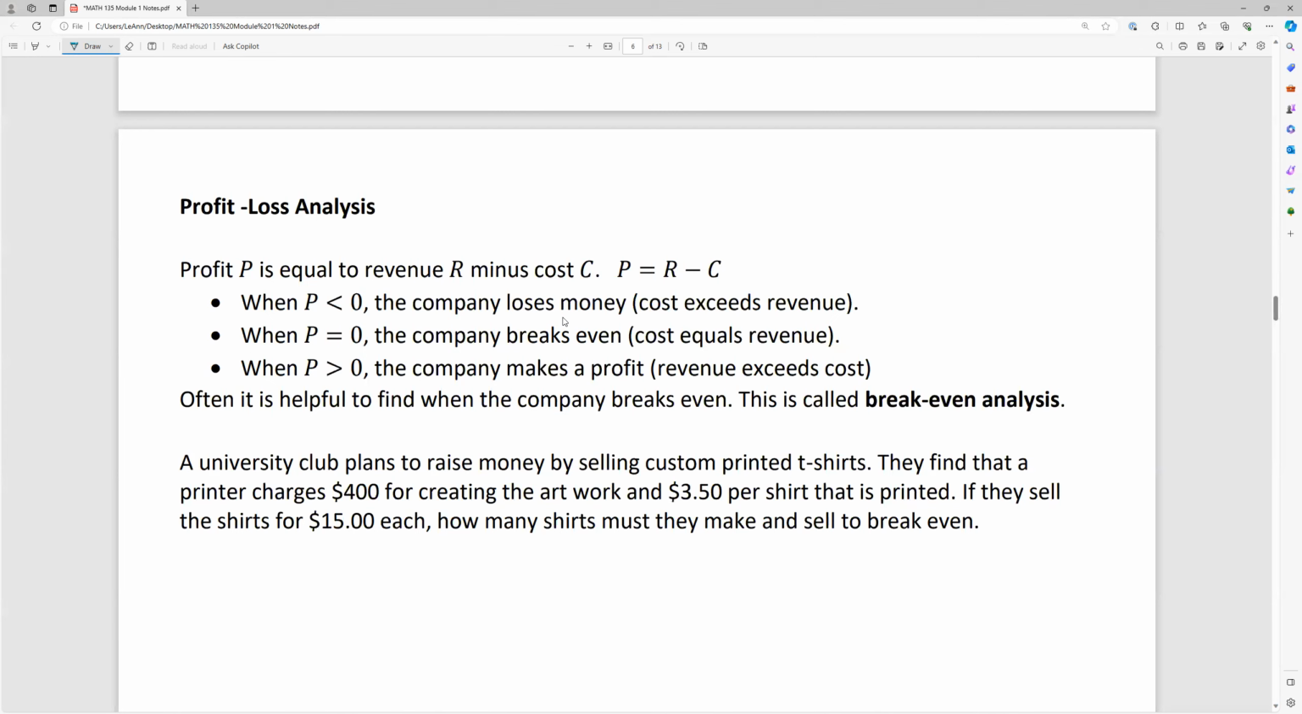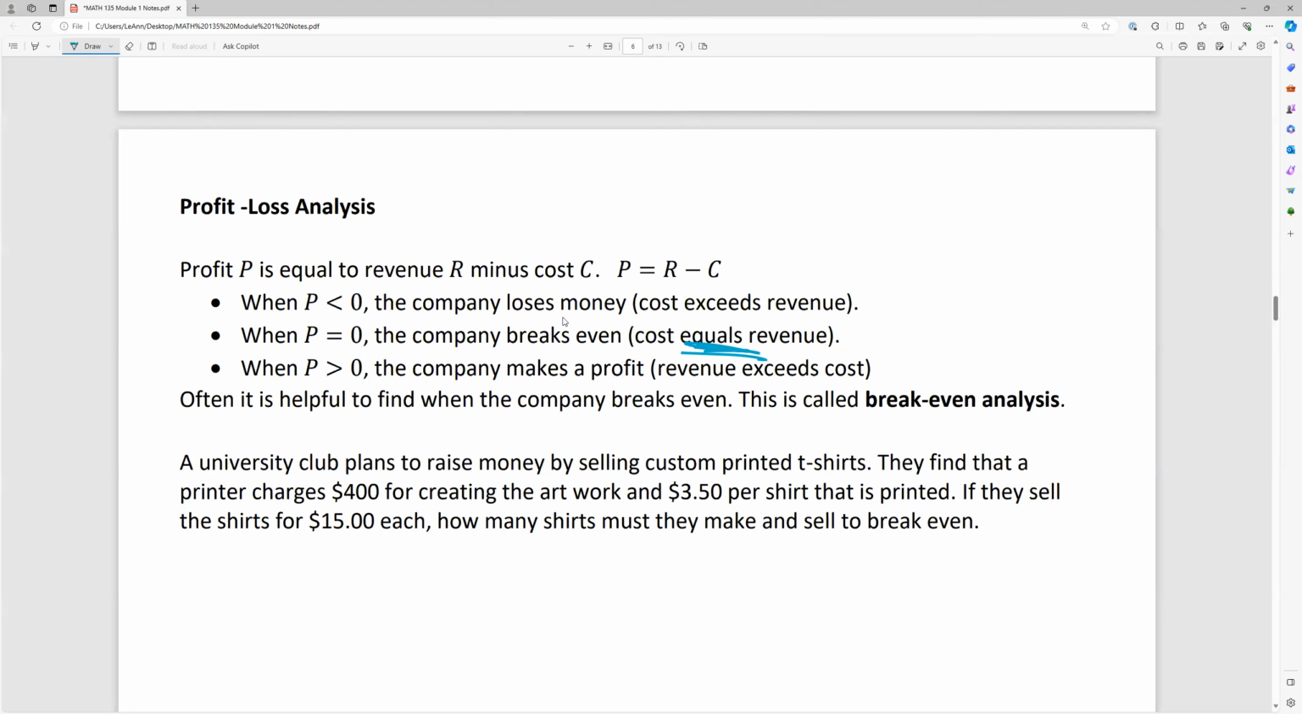So when P is less than 0, so if you do revenue minus cost and you have a negative, then your company is losing money. Your costs are exceeding your revenue. They're so much larger than your revenue that when you subtract, you get a negative. If P equals 0, then your company has broken even. So your cost equals your revenue.